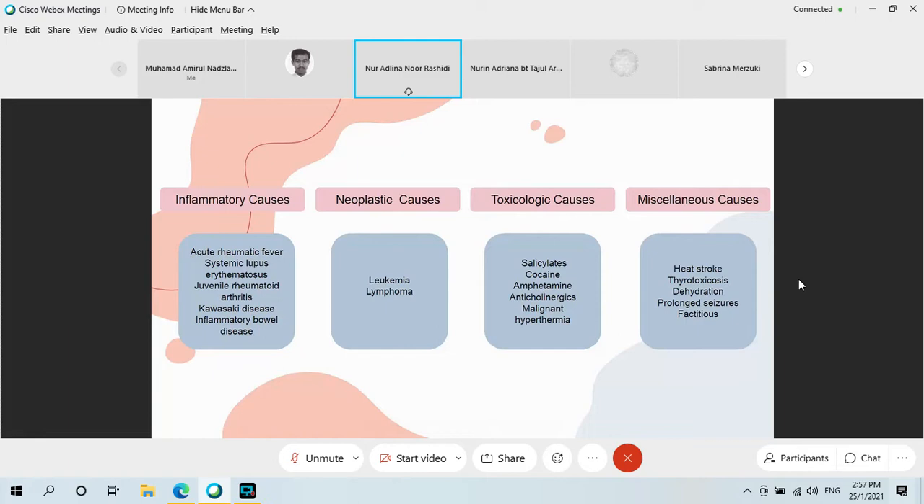And then we might also think of fever that comes from neoplastic causes like leukemia and lymphoma. So we need to look for sudden weight loss. And if it is leukemia, there might be some easy bruising and frequent infections before. There are also toxicologic causes and miscellaneous causes of fever. So it is listed there. You guys can read later.